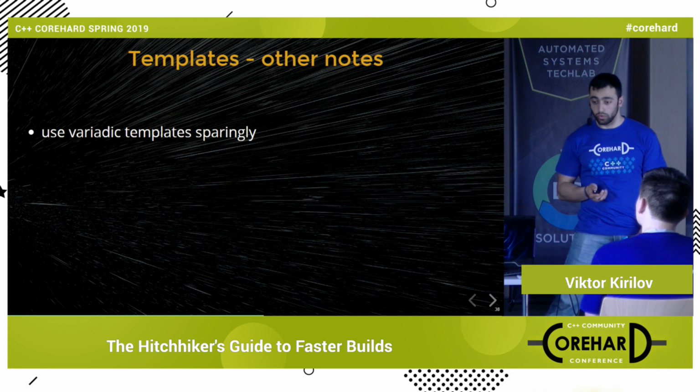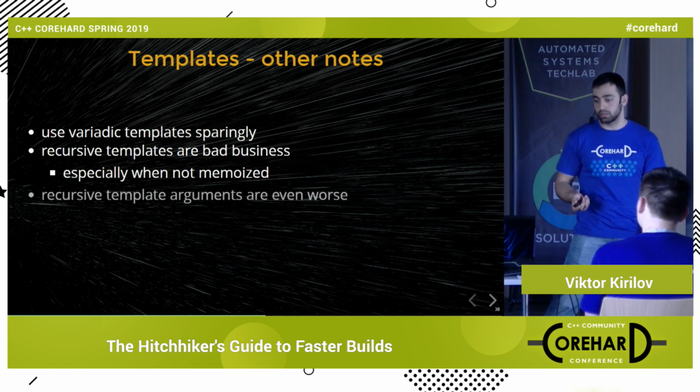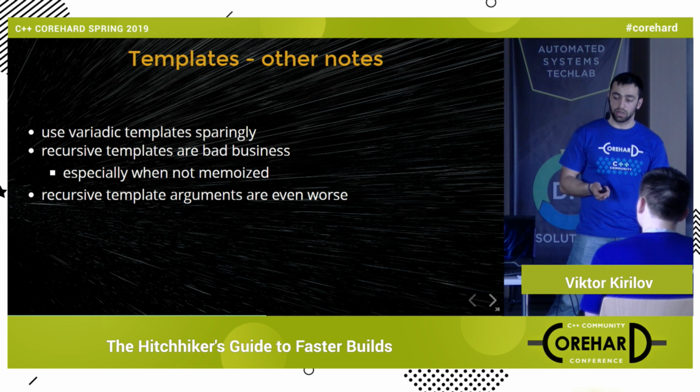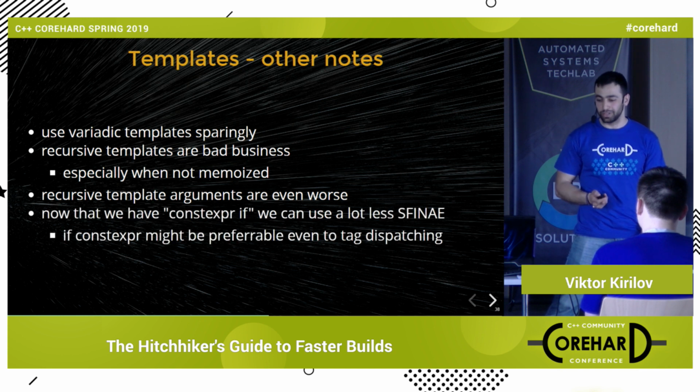You should be careful with erratic templates and also recursive templates, especially when they're not getting memoized. That means you don't reuse the same instantiations. And recursive template arguments, where the template argument grows and grows and grows, now that's something really exciting. It needs to be avoided.